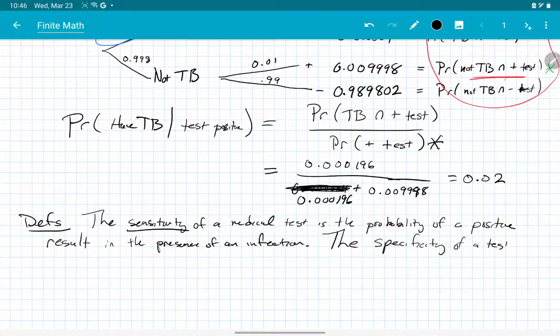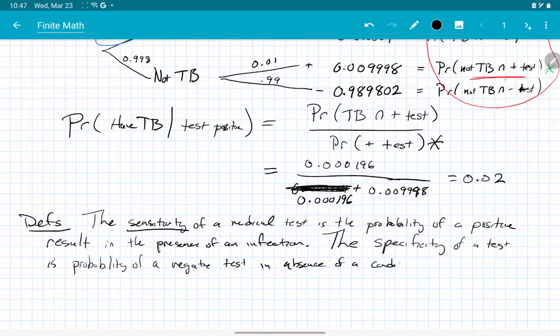The specificity of a test is the probability of a negative test in the absence of a condition. So here the specificity is 99%, because 99% of the people who do not have TB test negative. So that's specificity.